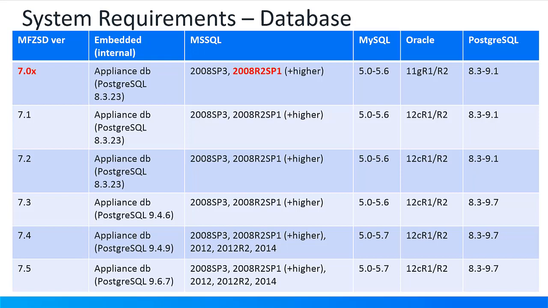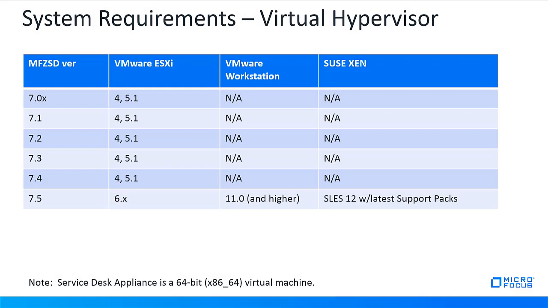We start with our version 7.03 on a Windows OS, with the database on an external Windows MSSQL 2008 R2 SP1. And we're going to be moving to the version 7.5 appliance with an external database. Since the Windows MSSQL 2008 R2 SP1 is supported on version 7.5, we can remain on the MSSQL 2008 R2 SP1 database. Let's look at our hypervisors.